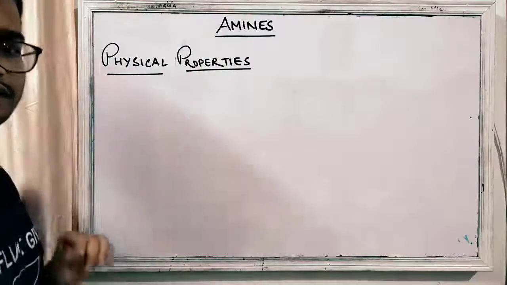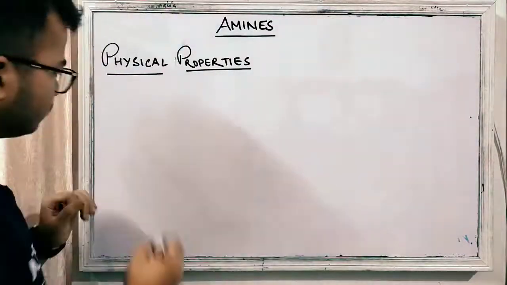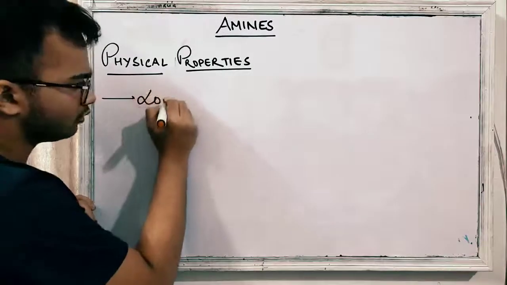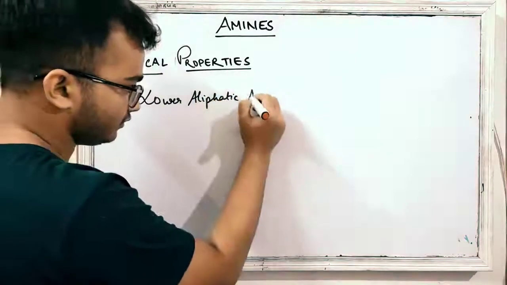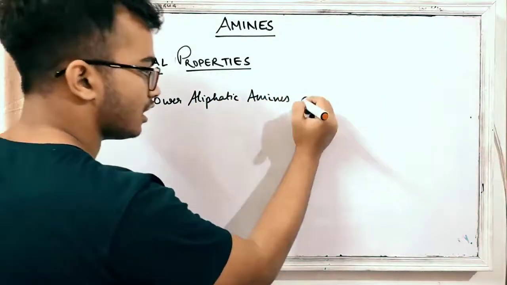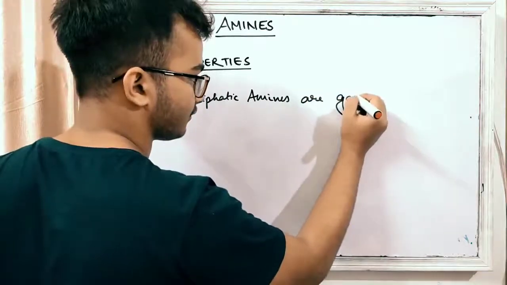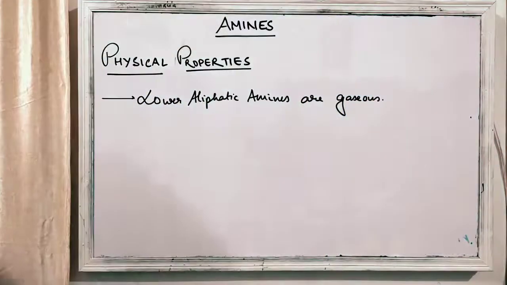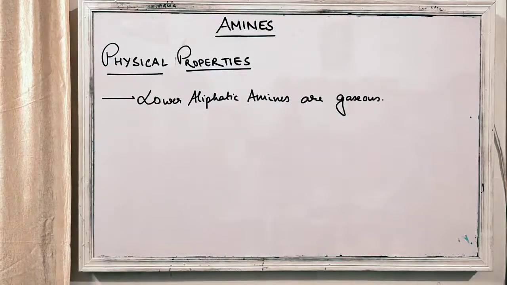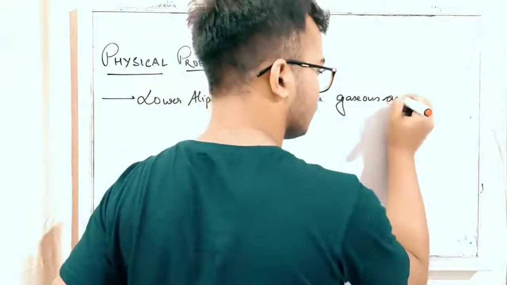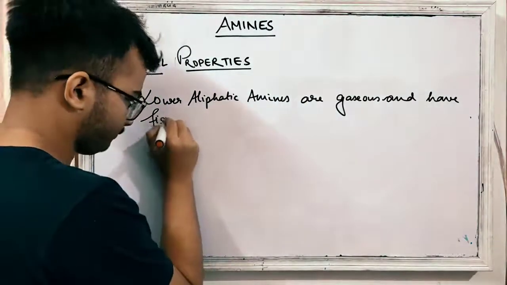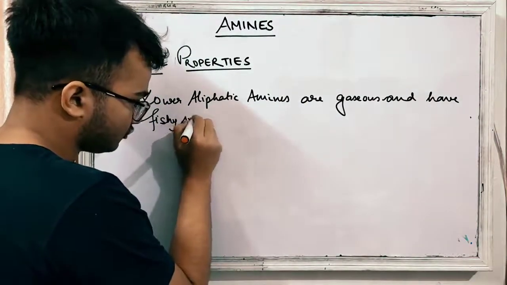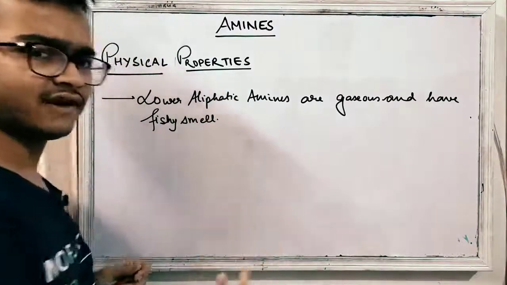Okay, so what are the physical properties which we are going to learn here is, so give right here: lower aliphatic amines are gaseous and have fishy smell. So we have to remember this or memorize this as a fact-based thing.